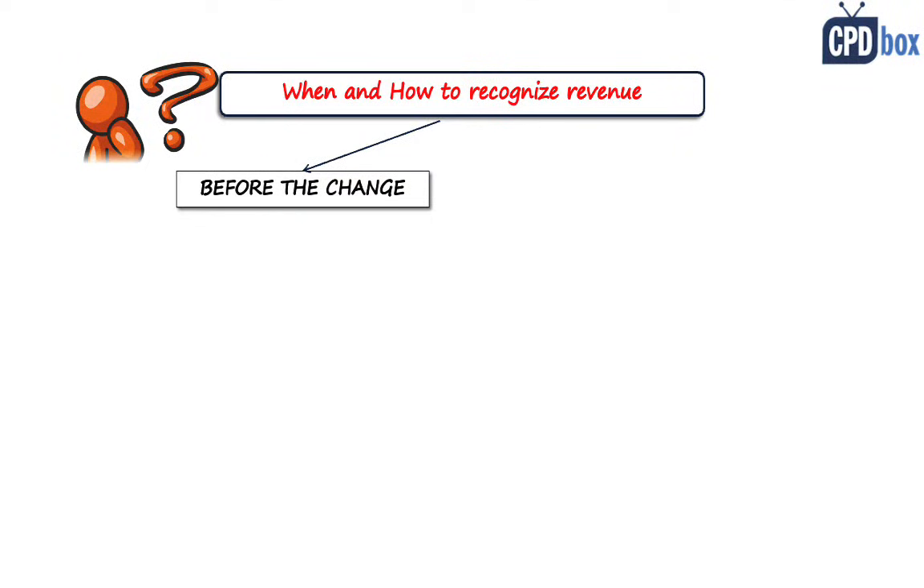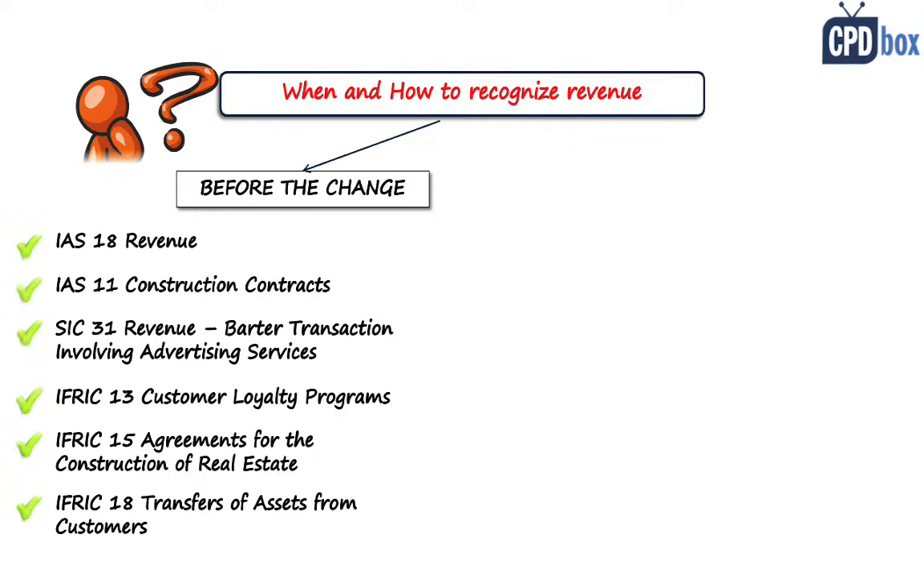Because before the change, the guidance on revenues was spread all over the standards, and there were various interpretations too. For example, we had IAS 18, IAS 11, SIC 31, and a few more interpretations, all guiding us when and how to recognize revenue at various circumstances. And it was quite difficult to identify what standard to choose in your specific situation. And also it was something conflicting and confusing too.